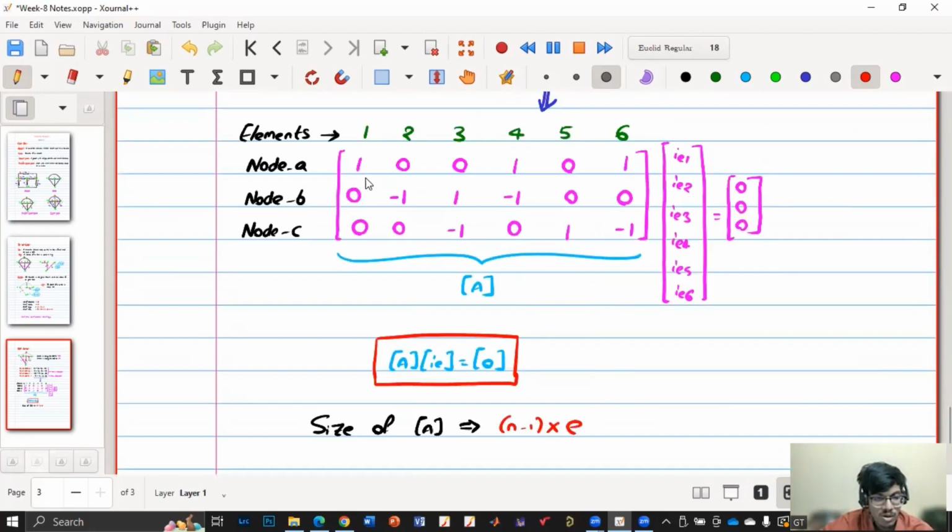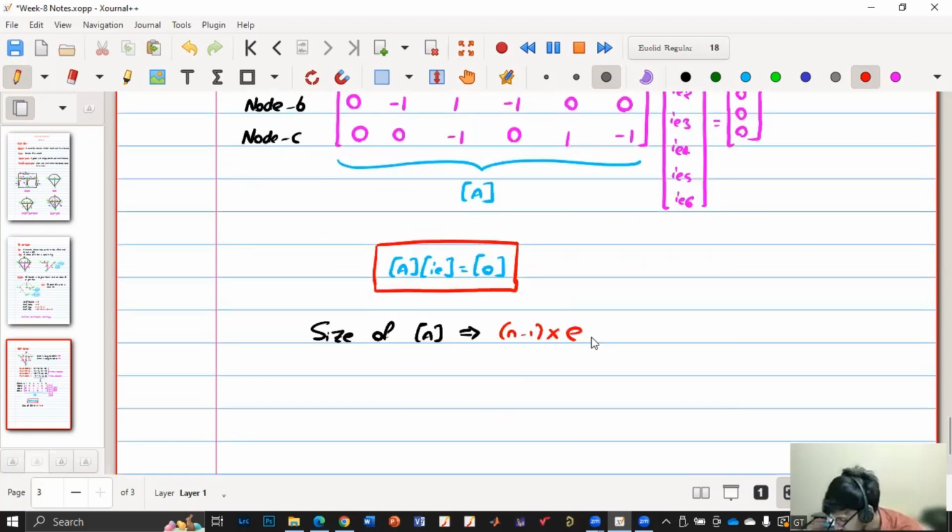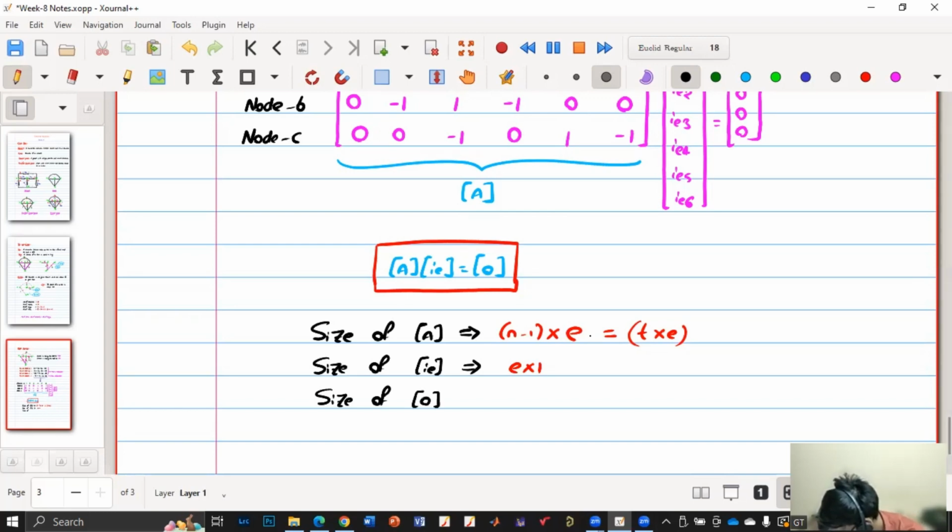So that's why we are getting 3 rows, and how many columns? 6 columns. So n minus 1 cross E. And what is n minus 1 equal to? Twigs. So T cross E. And what is the size of IE? It's a column matrix, and how many rows are there? Number of elements, so it is E cross 1. And the size of the zero matrix will be T cross E multiplied by E cross 1, so it is T cross 1.